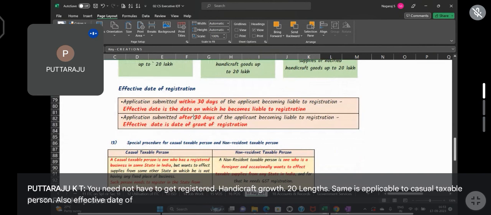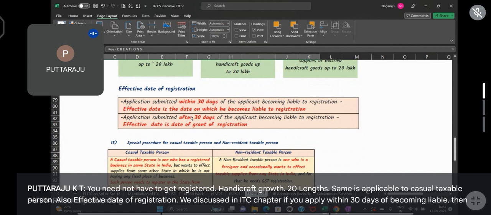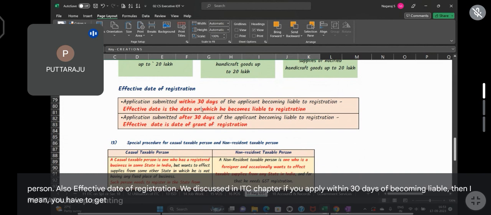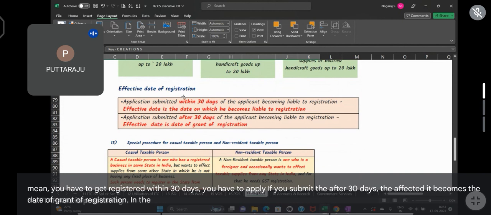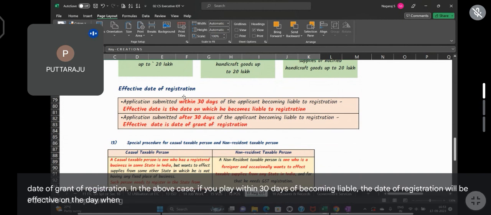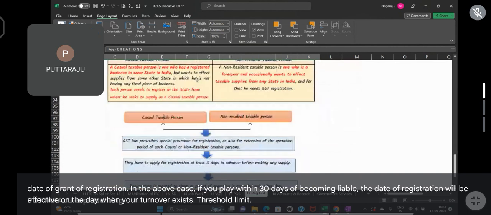Effective date of registration, we discussed in the ITC chapter. If you apply within 30 days of becoming liable, the registration will be effective from the day your turnover exceeds the threshold limit. If you apply after 30 days, the effective date becomes the date of grant of registration.